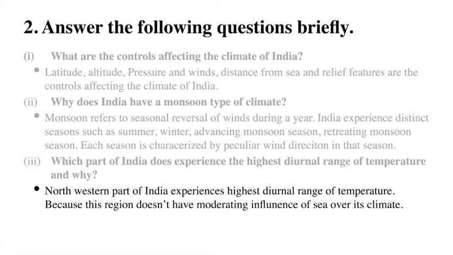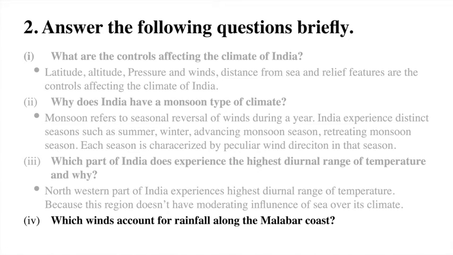As I have already told in the lesson, the day temperature of the Thar Desert is 50 degrees C, whereas the night temperature of the same place is just 15 degrees centigrade. So there is a variation of around 35 degrees centigrade. So this place has the highest diurnal range of temperature.